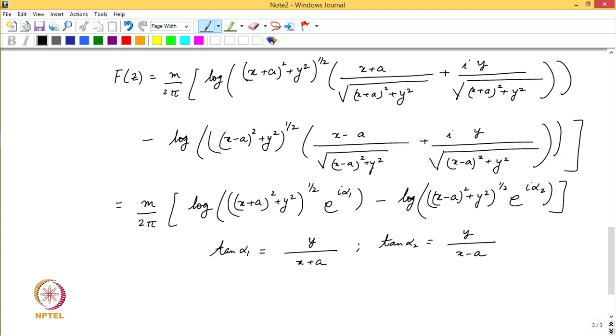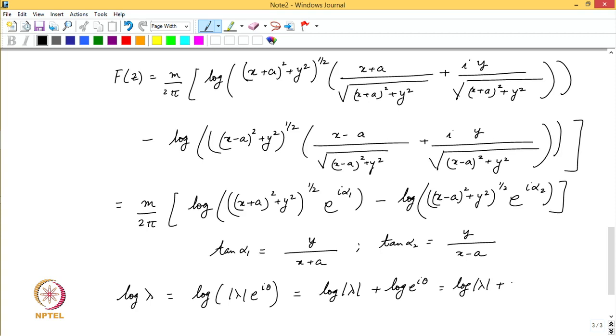Now, what did I achieve out of this? Well, what I have achieved now is that when I have log of, for example, lambda, and I write this as log of modulus of lambda times e to the power i theta, when I take the log now, I can say this is going to be log of modulus of lambda plus log of e to the power i theta, which would be log of modulus lambda plus i theta.